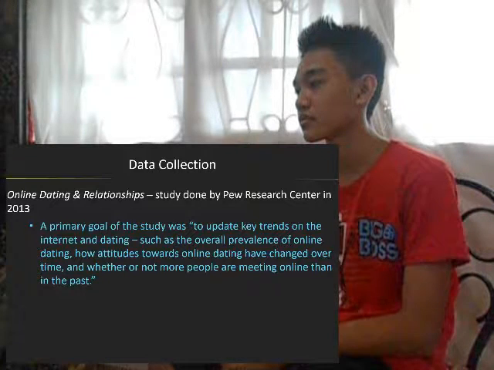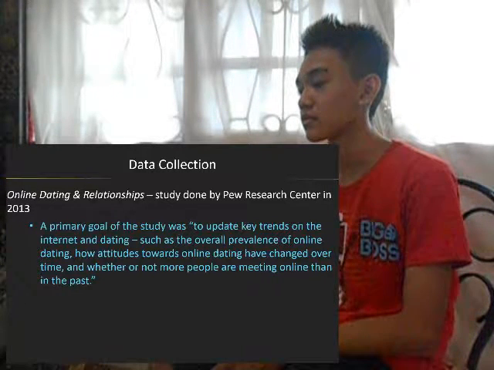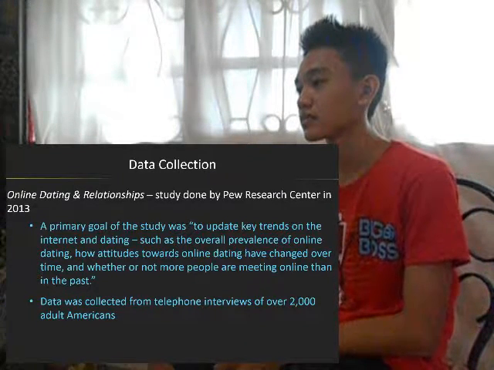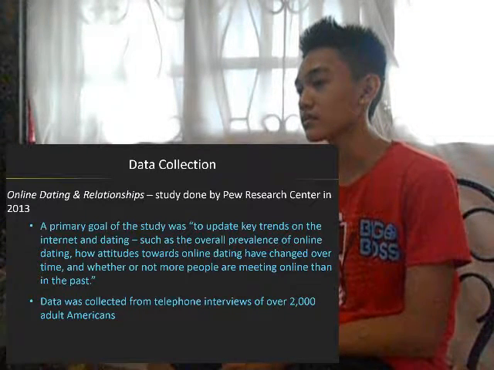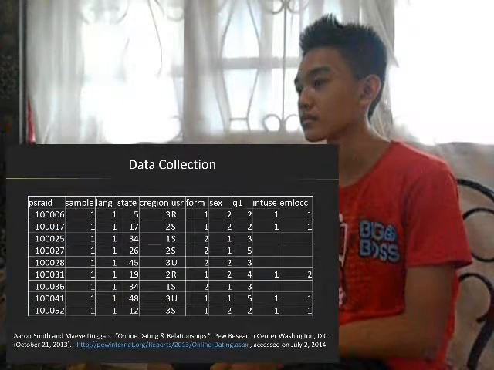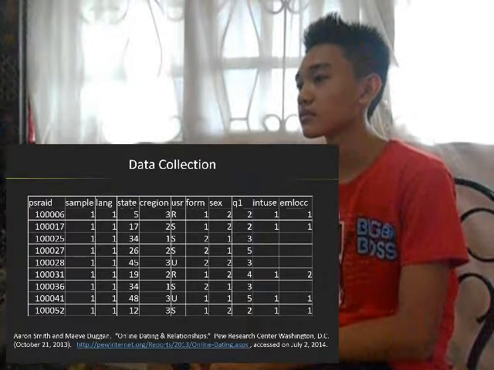Then the researchers had to develop a method of data collection. There are many more details about how this survey was conducted in the full report, but basically, the data was collected from telephone interviews of over 2,000 adult Americans. Once this large amount of data was collected, it was organized in an Excel chart. Here's a very small portion of that chart. As you can see, this by itself doesn't describe the findings of the report.